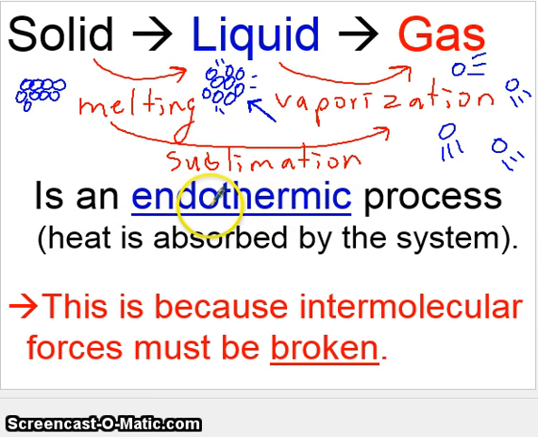This is an important vocab term. Thermic means heat, endo means into. Heat is going into the system. And each time you are breaking the intermolecular bonds. So intermolecular bonds are broken between the liquid particles when you become a gas. Same thing if you just heat up a liquid. This makes sense. If you want to heat up a liquid, you have to put energy into it. Well, if you want to make it into a gas, energy must be put into it.